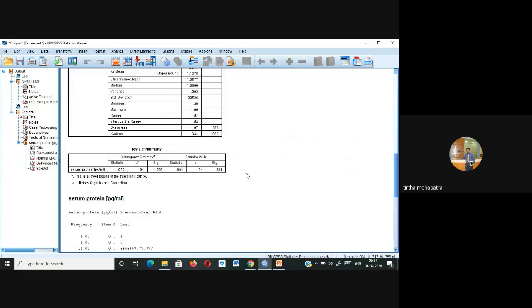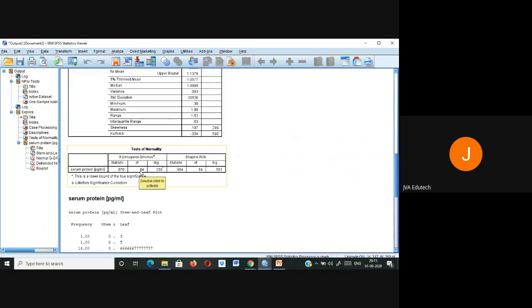The p-value is more than 0.05, not 0.5. Okay, 0.05. That is 95% confidence interval and 5% significance. If you convert 5% into a number, it yields 0.05. It's greater than 0.05. So the distribution is normal in both the cases, whether you check through this or through this.